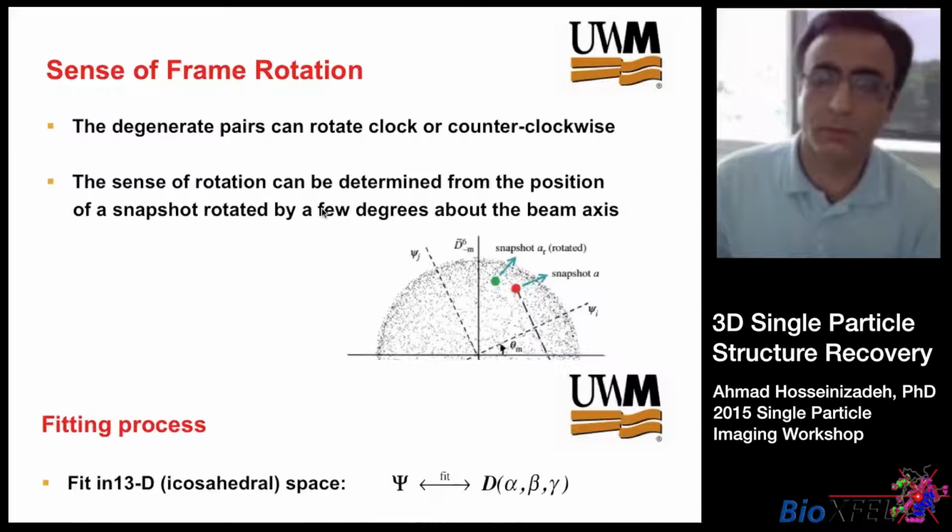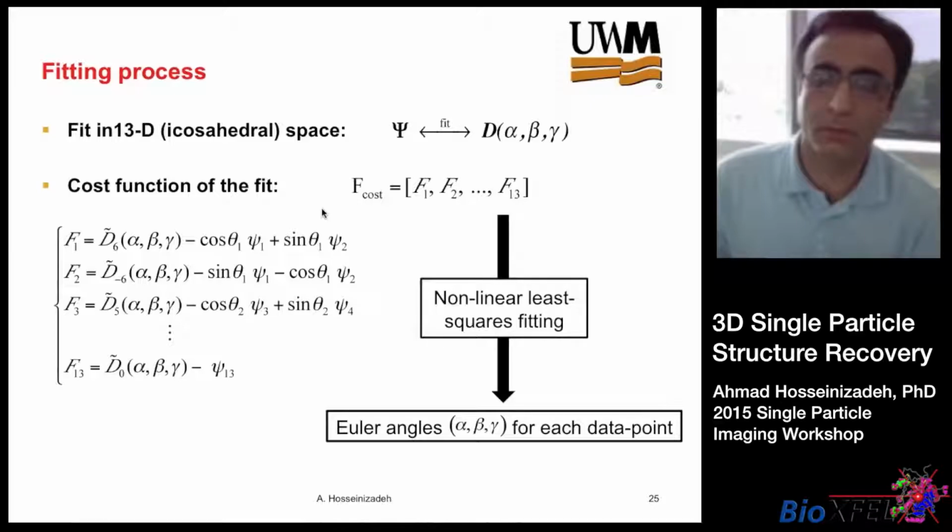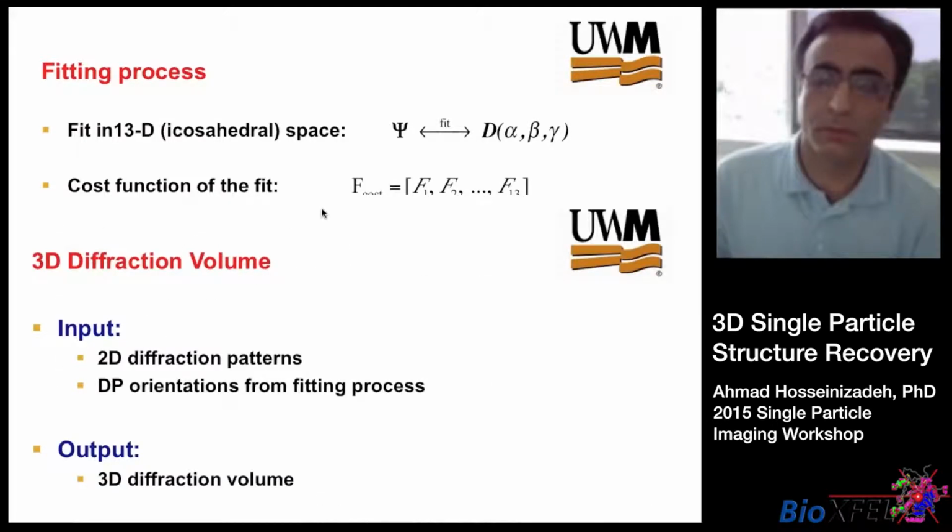So we have a 13-dimensional cost function. For each D function and psi1, psi2, as you remember, I said it's just a linear combination of that. We can write down a cost function. And for 13 D functions, we have 13 cost functions. So we will do a fit in 13-dimensional space, a nonlinear least squares fitting. And after this, we find the Euler angles for each data point.